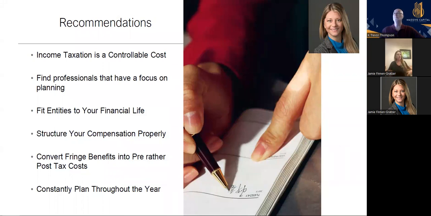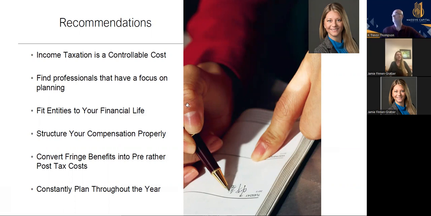Just some general recommendations to think about. Remember that income taxation is a controllable cost. As long as you have that planning in place throughout the year, make sure that whoever you're speaking to in terms of your planning and your tax advisors, as you're making what we call money moves, you're reaching out and letting them know and doing any planning throughout the year, because it's really hard for us to help you in March or April when you come for taxes. It's really hard to help at that point when we could have been helping throughout the year.